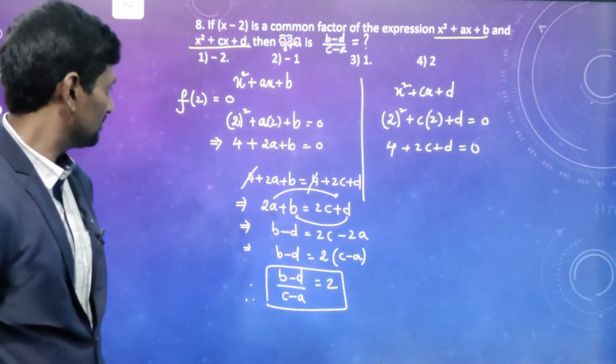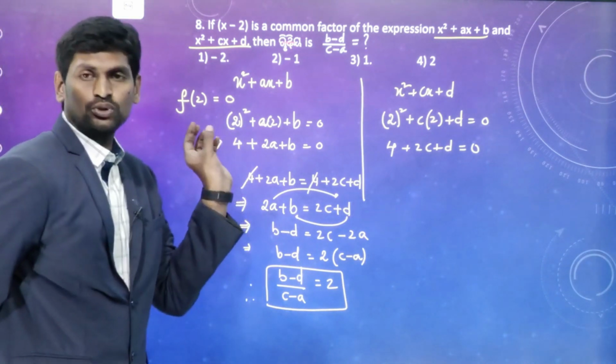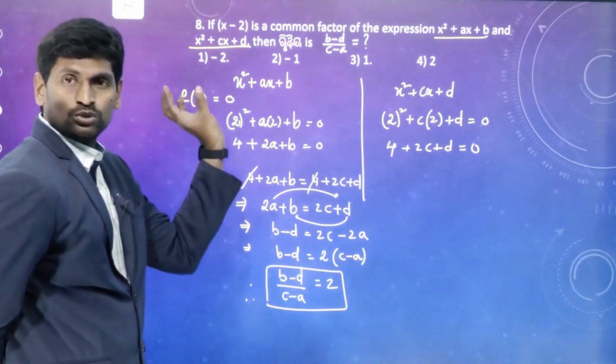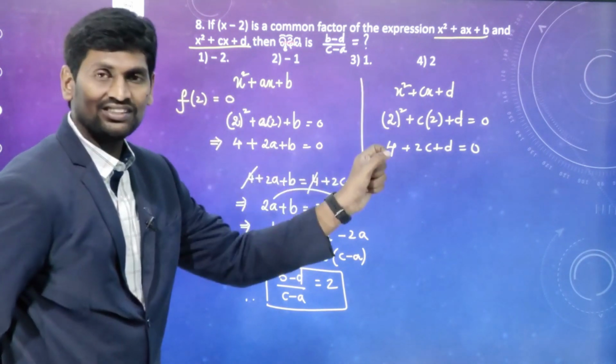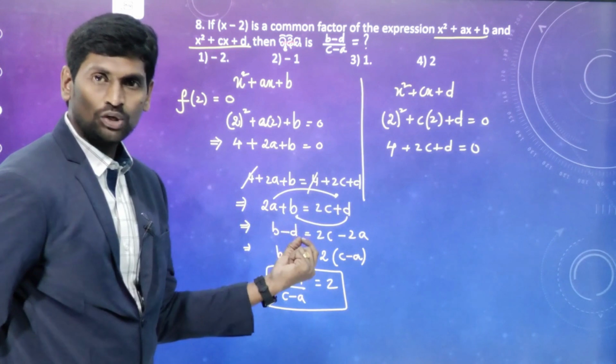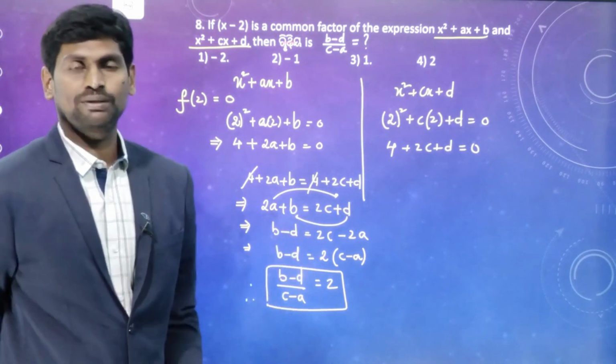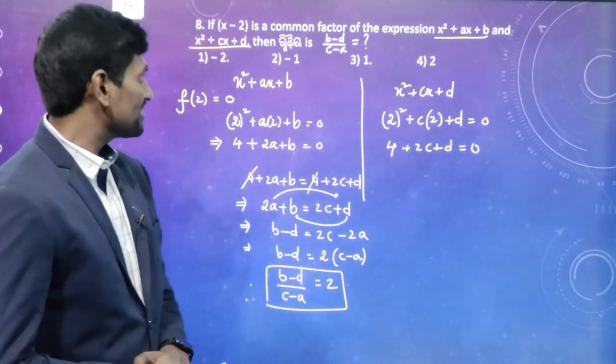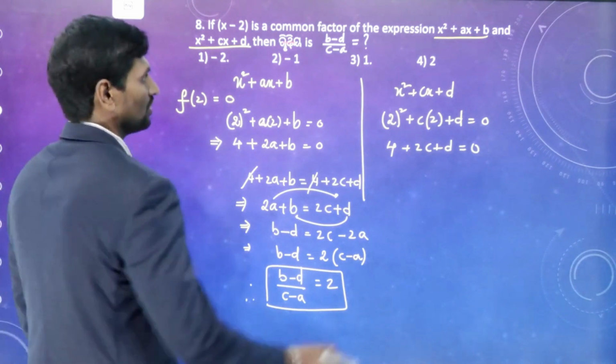Okay? I am just substituting the value 2 in both the polynomials, or both the expressions. Then I simplified and made them equal. Then I found the condition: b minus d by c minus a is equal to 2.